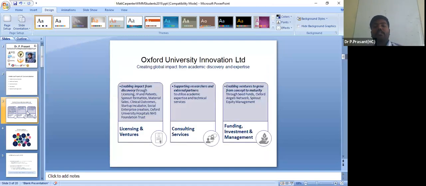Okay. So basically this is one of the licensing companies. Oxford University has designed one lab, so on that basis I'm showing one of the labs. This is the licensing venture, consulting venture, and funding, investment, and management venture. So these are the three stages that will be there.